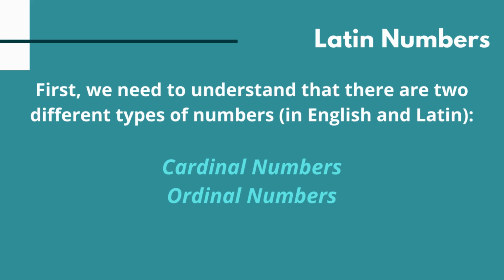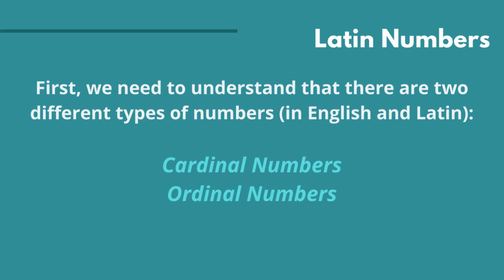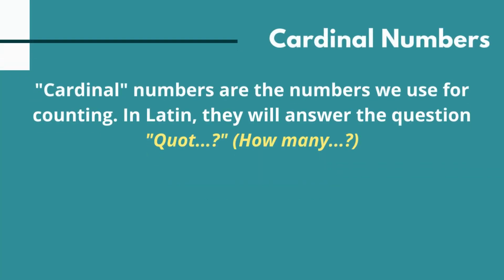But we have what are called cardinal numbers and ordinal numbers. And we're going to unpack both of those as we go. So the first thing we want to think about are cardinal numbers, right? Cardinal numbers are the numbers we use for counting. They're really counting numbers. So in Latin, they're going to answer the question, quote, how many, right?